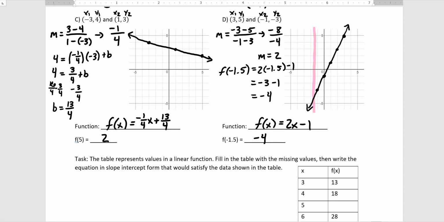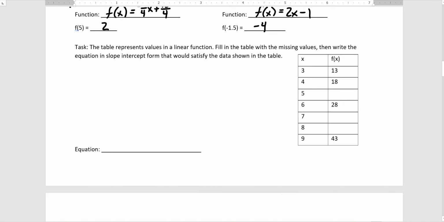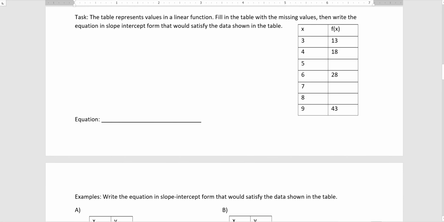And if I look, sure enough, it looks like it goes right at negative 4. All right. So we can call that pretty good. Raise your hand if you have any questions, or if we didn't do too well, let me come around and help you out. Otherwise, I want us to look at this table here, okay?